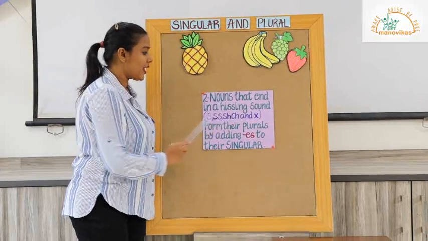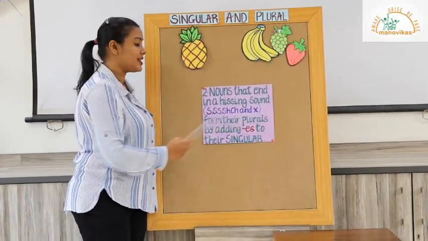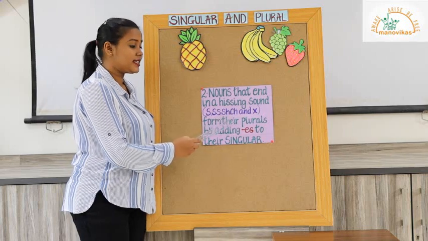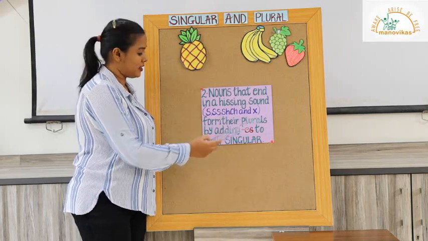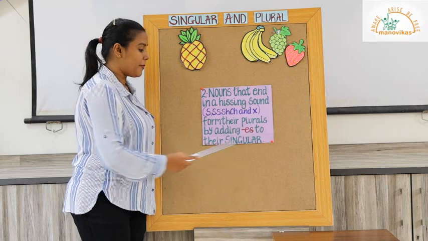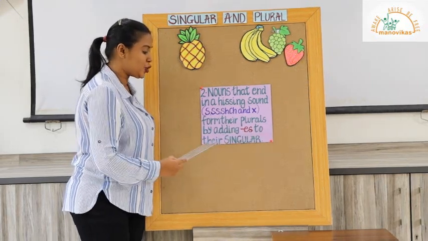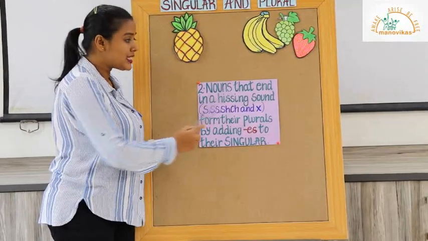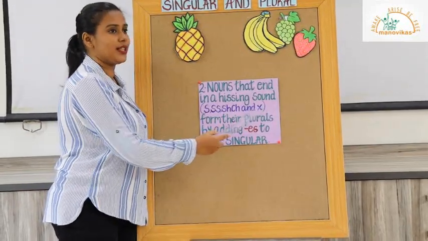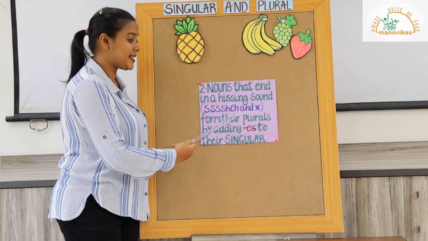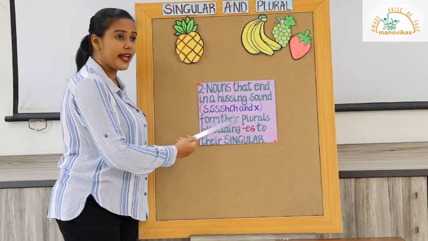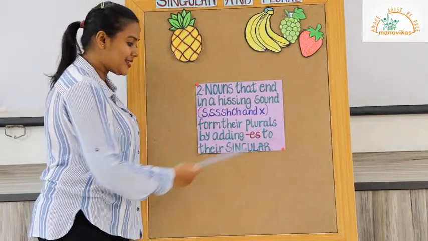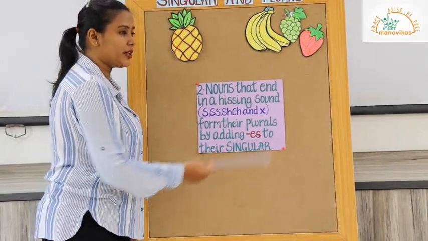Nouns that end in a hissing sound. The sounds are S, SS, SH, CH and X. Form their plurals by adding ES to their singular nouns. I repeat, nouns that end in a hissing sound, the sounds like S, SS, SH, CH and X, form their plurals by adding ES to their singular noun.